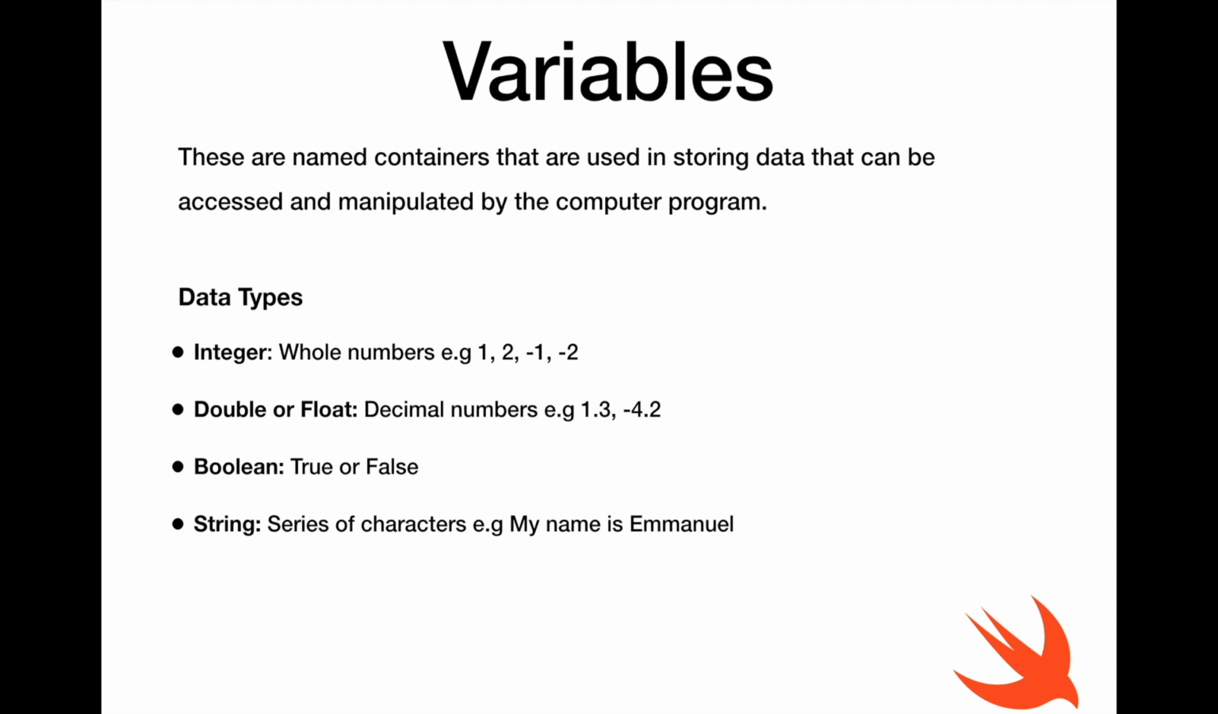Now, doubles, on the other hand, are numbers as well, but they are decimal numbers. Examples are 0.2, 1.3, whatever. Booleans are simply true or false. That's it. Strings are a series of characters. Example, my name is Emmanuel, right? My can be a string, name can be a string, my name is Emmanuel can be a string. So we're going to jump off to the playground and actually test this out in code.